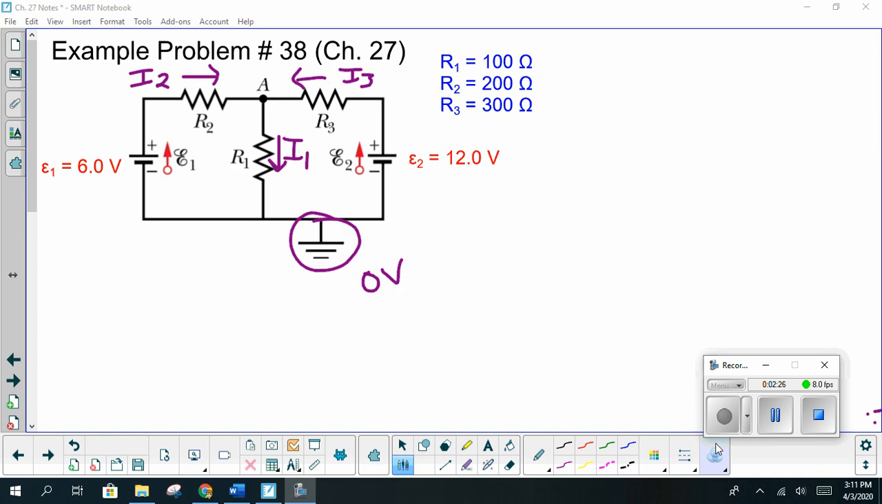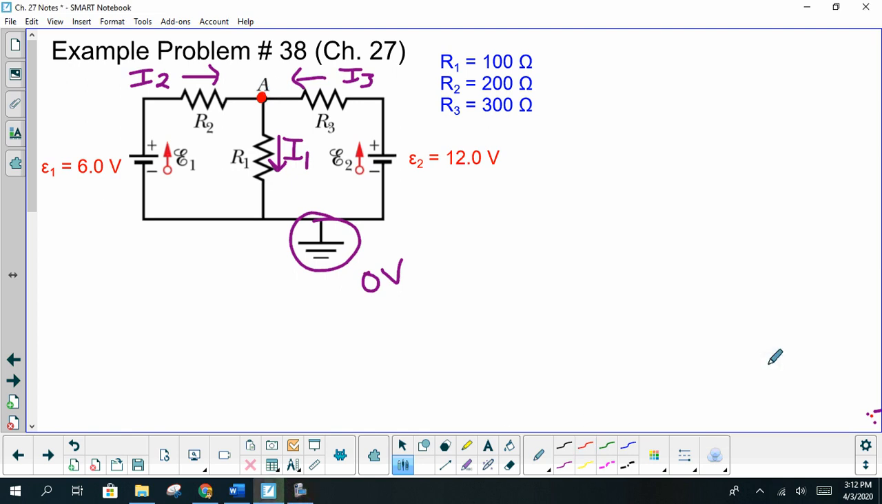That's what's really important. Okay, so I'm going to ask you to use your junction rule at point A in my circuit right there, and I'd like you to write your equation for your junction rule. If you don't know what a junction rule is, you need to go back to the previous video and learn about the junction rule, and then come back here. All right, take a moment for point A. I'd like you to use your junction rule.